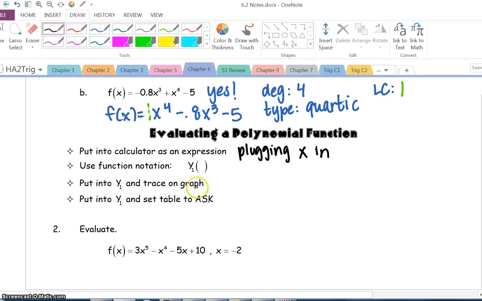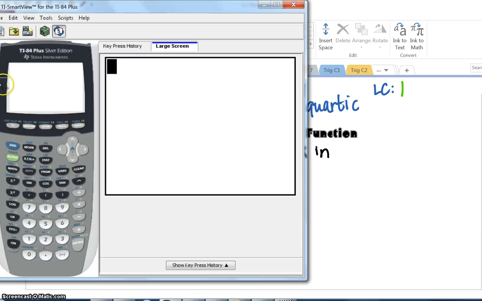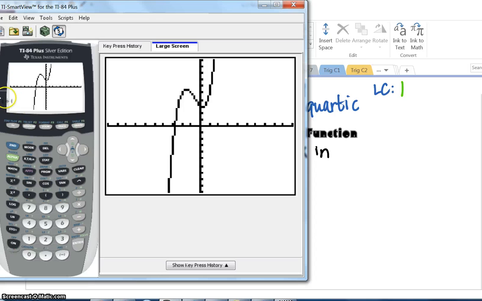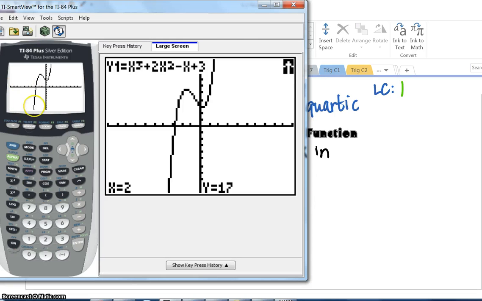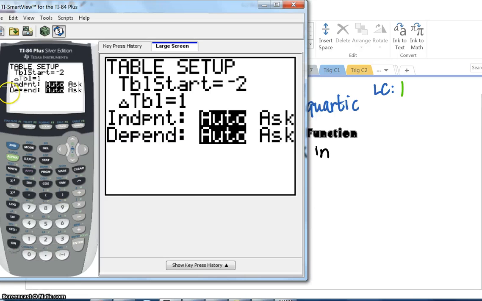We also have trace on our graph. We usually use value. So if you had something in your calculator and you graphed it, you could do second trace value and choose that 2, and that gives you the same answer I got before. And this one, put into y1 and set your table to ask. If you go to your table set, so second window, right now you have independent and dependent variable at auto. What you can do is change your independent variable, which is your x, to ask, and then basically it's the same thing as your value that we use on our graph.